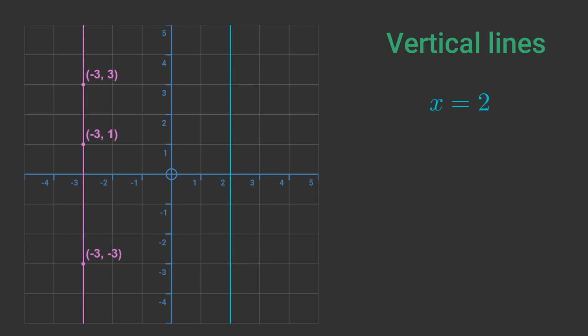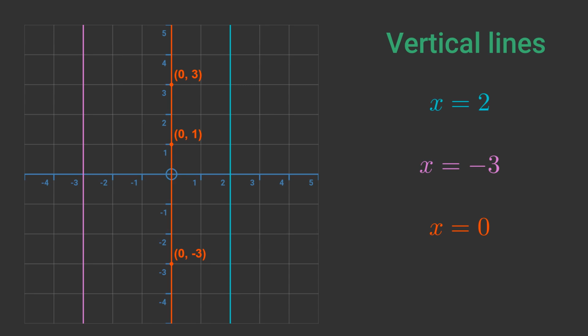This second line in magenta has a formula x equals -3. Every point on the line has an x value of -3. And this orange line has a formula x equals 0. Every point on the line has an x value of 0.